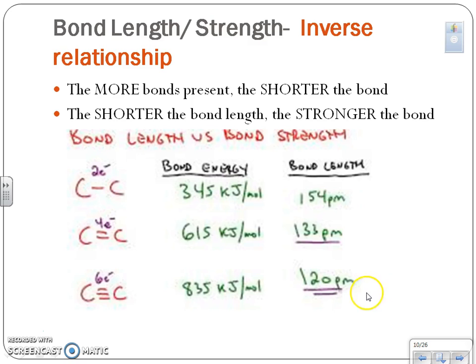Okay, so in the lab, we talked about how as you increase bond number, the energy goes up. That's a direct relationship. But as you increase bond number, the length goes down, and that's an indirect relationship. These are also indirect, energy and length. So you have to kind of think about it in your brain a little bit if it's a direct or an indirect.